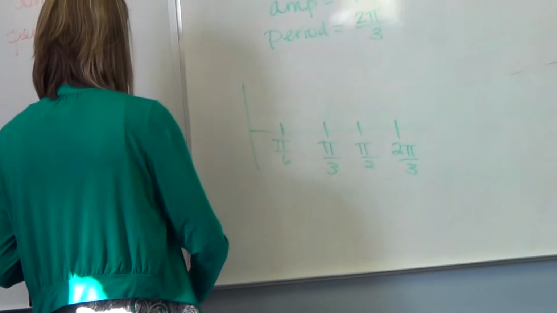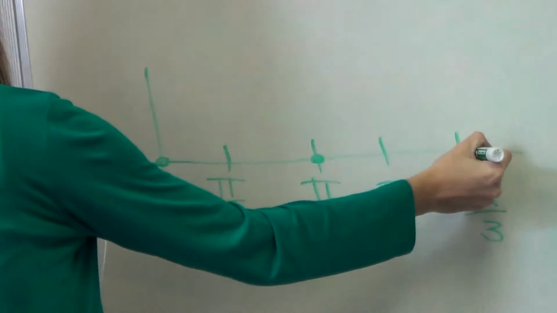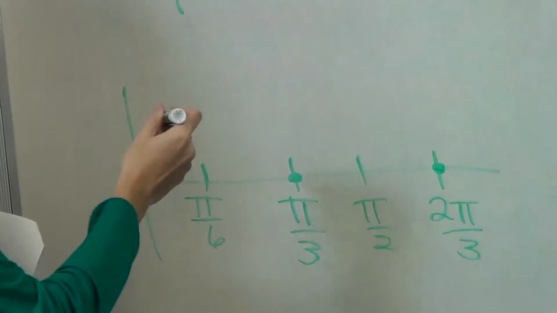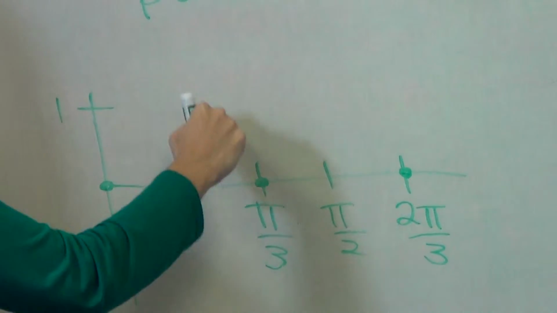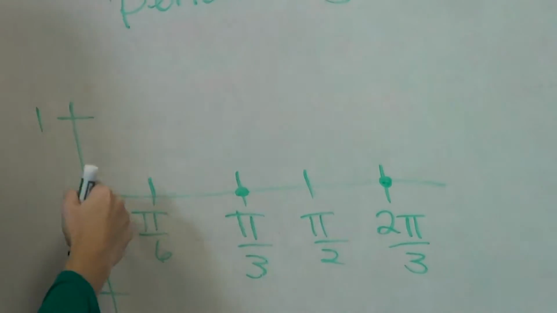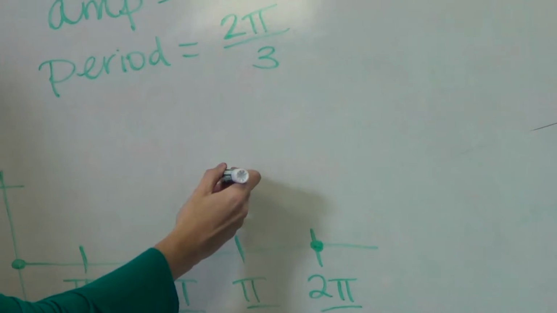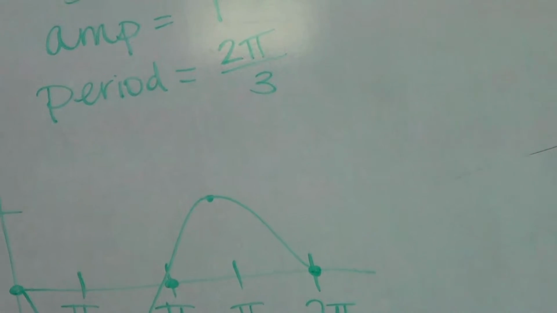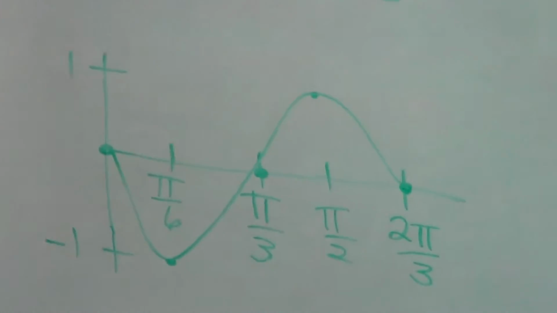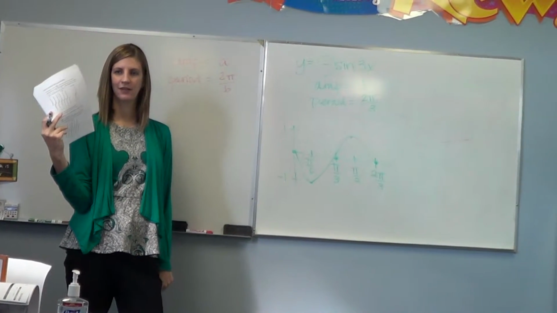Okay, so we start at 0, the middle is 0, and the end is 0. The amplitude is still 1, but instead of going up and then down, since it's negative, we have to go down and then up. So we'll be at -1, and then we'll be at +1. So this will go like... Okay? Questions?